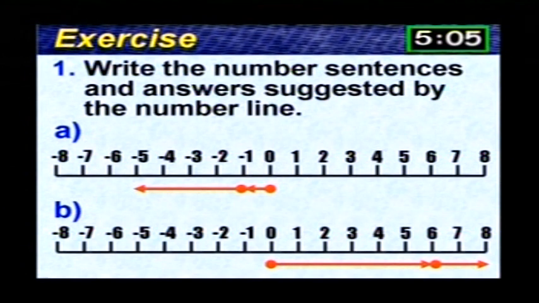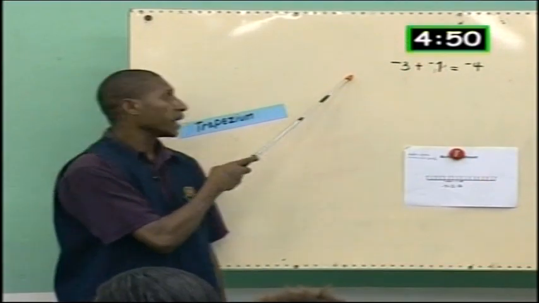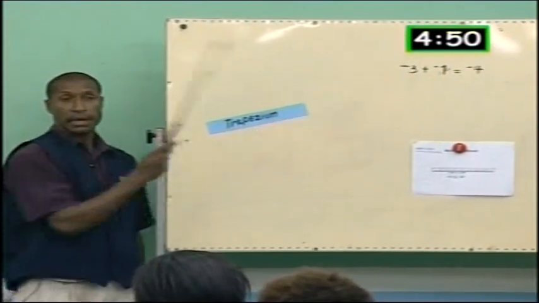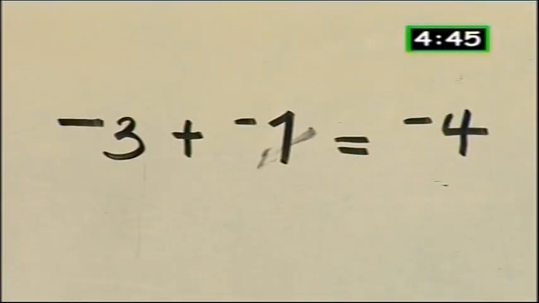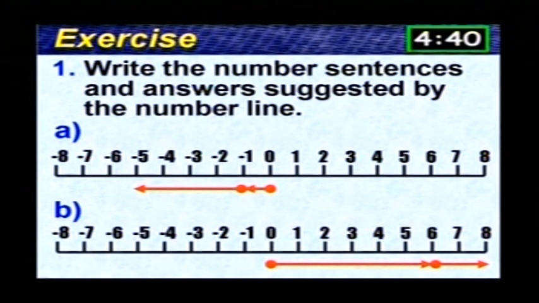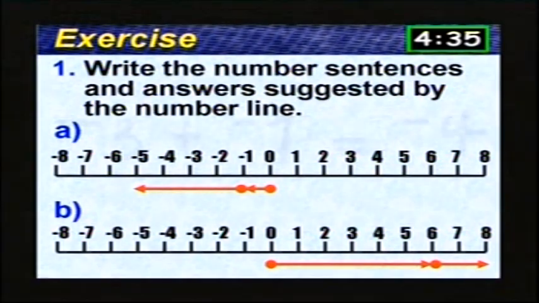Receiving students, when I say number sentence, this is what number sentence means. You will have to write a number sentence like this for the exercise. For exercise 1, you have 1A and B. You look at the number line A and B and try to write up the number sentence.